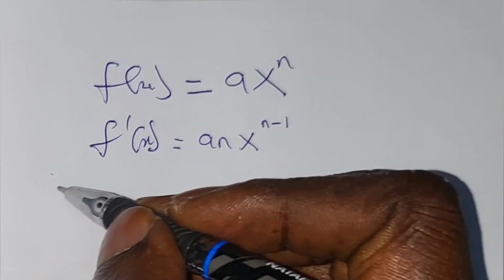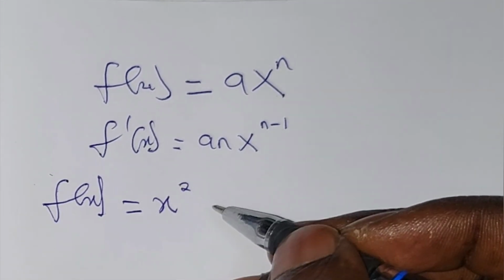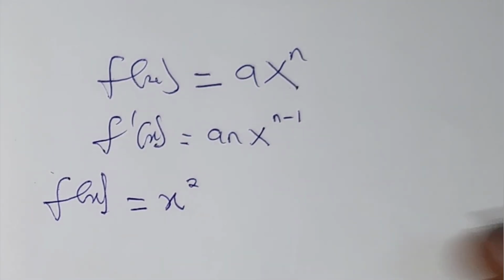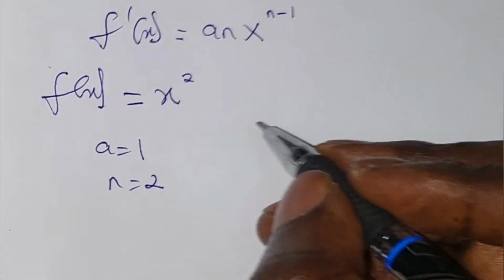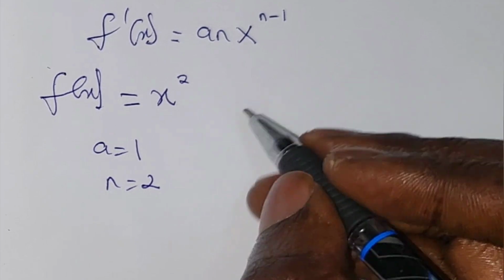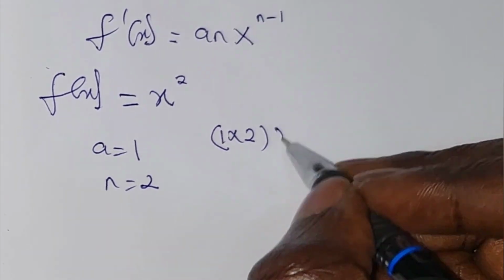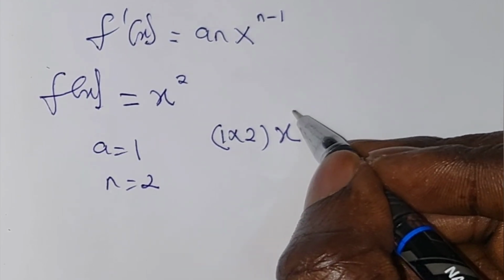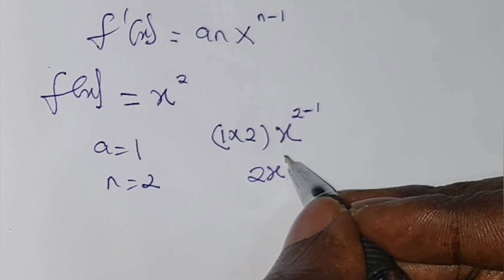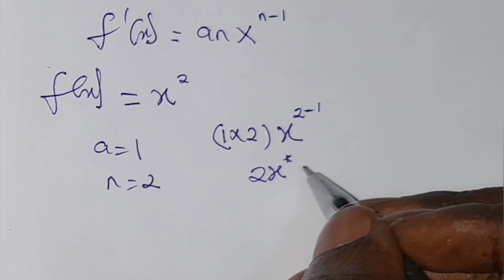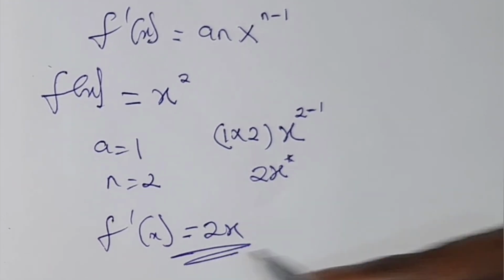So let's take a question. Let's say you have f of x equal to x squared. The differential of this: we know that our a is 1, our n is 2. All that we need to do is multiply a by n, and a by n means 1 multiplying by 2. Then we keep the variable and reduce the power by 1. So we're going to have 2x to the exponent of 1, but we don't need to write the 1. So f prime of x is going to be 2x. So that is it.